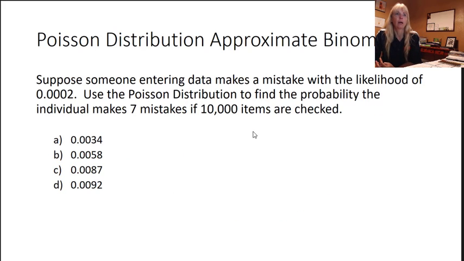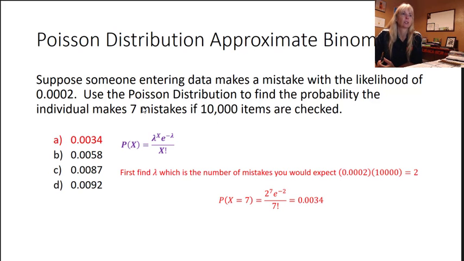All right, here it says the probability of making 7 mistakes if 10,000 are checked. And so I want to look at the actual probability, X equals 7. Suppose someone entering data makes a mistake with this likelihood out of 10,000. You see where the 2 comes from? So in this case, I have to find the expected number. I raise e to the number that I'm looking for, e again raised to my negative lambda, my mean, and then over my X factorial.